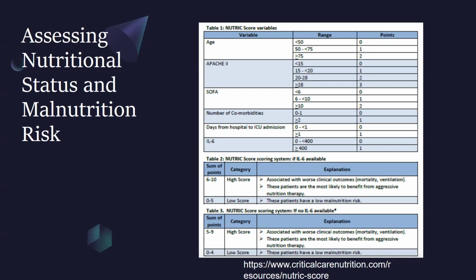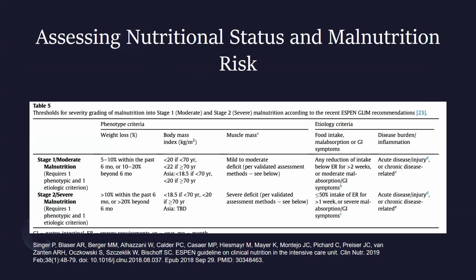And then the last way that they say you can do this is the European guidelines have this fancy table broken into phenotype criteria and etiology criteria. And you can see moderate malnutrition, severe malnutrition on the far left. And then within that, you need one phenotype criteria and one etiology criteria to fit within moderate or severe to be considered either moderate or severe. So it's just another table you can use.